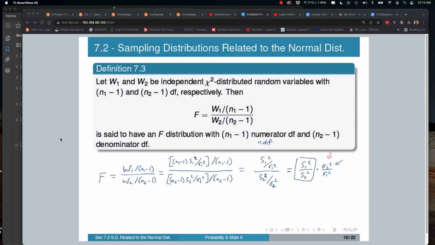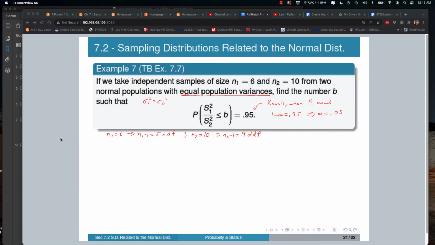So, and actually I think it's supposed to still be sigma sub 1 squared over sigma 2 squared. Let me double check that. No, that's correct. All right. So anyway, to find this value on the table, and then we'll use R to find it a little quicker, or maybe finding a more exact value of it.